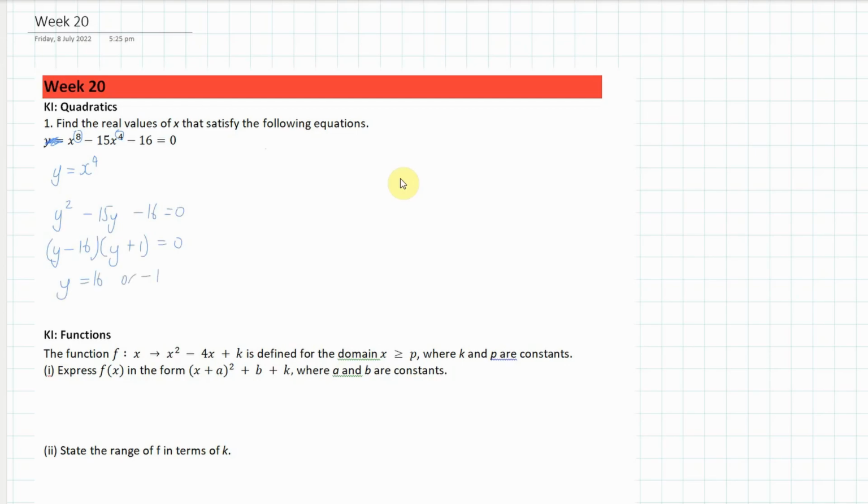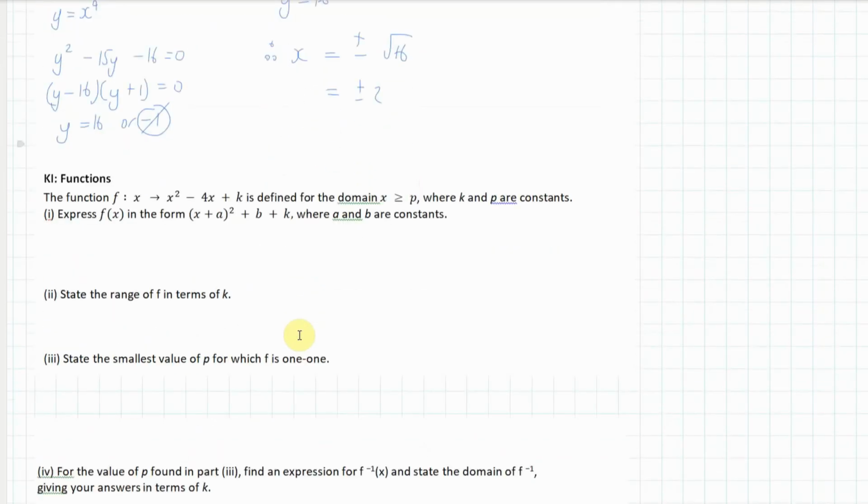Now because the power is a positive power, it's to the power of 4, there's no real solutions using y equals minus 1, so I can just leave that. And so if y equals 16, therefore x equals plus or minus the 4th root of 16, so it is equal to plus or minus 2, and there we go, sorted. Let's move on to the next question.